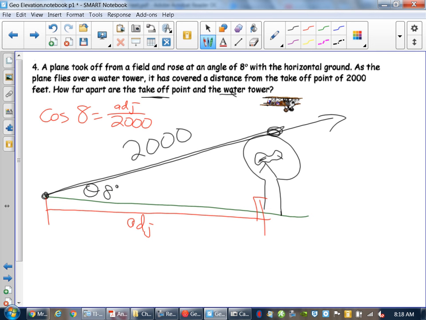The math of these problems really isn't all that difficult. It's being able to visualize it, and that's where it can get kind of messy. It is actually kind of difficult. So 2,000 cosine 8. What do you get for your horizontal distance? 1980. 1,980, 1,981, 1,981.5.